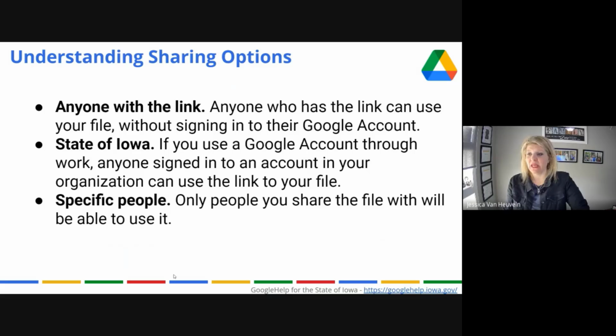Option 2 is state of Iowa. What does that mean? They have to have a Google account, 1, and they have to be a state of Iowa Google Workspace user. Okay, so you have that option. Then you have option 3, specific people. You're sharing it to one particular person. Okay, so that's another way of looking at it, or a group of people in a Google group environment. So it's a way to distribute either anyone with a link access, state of Iowa access, or specific people.